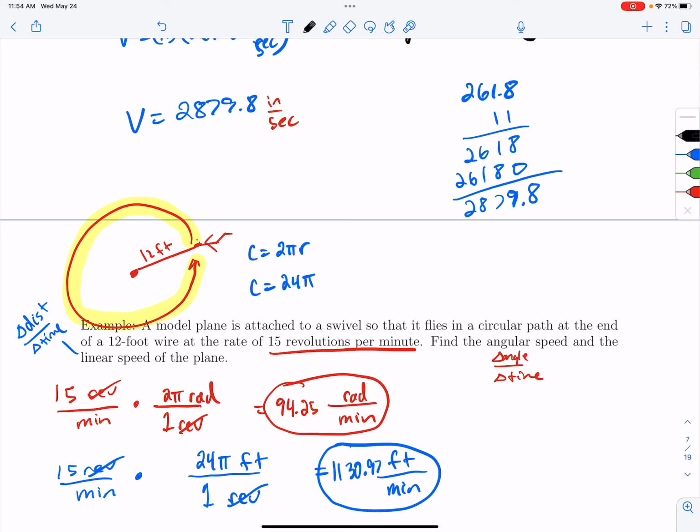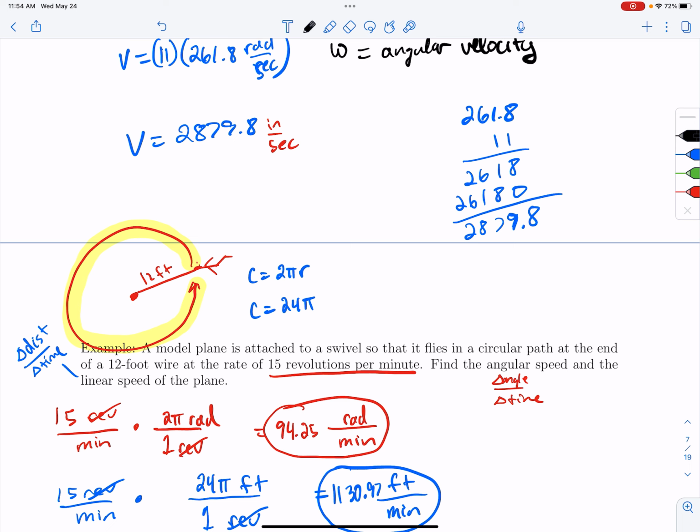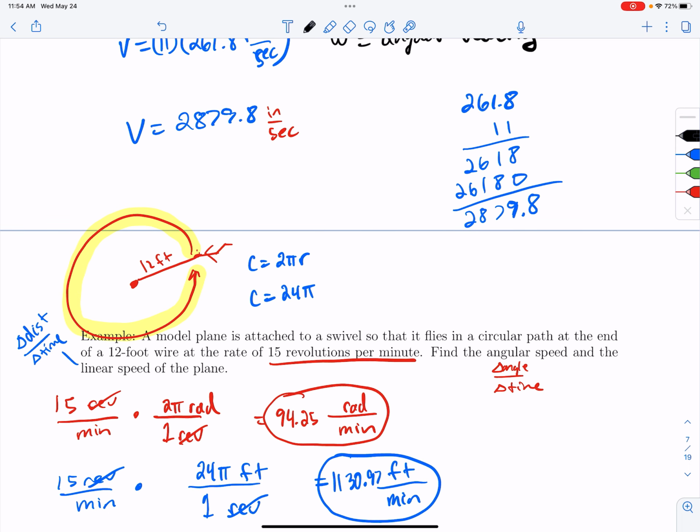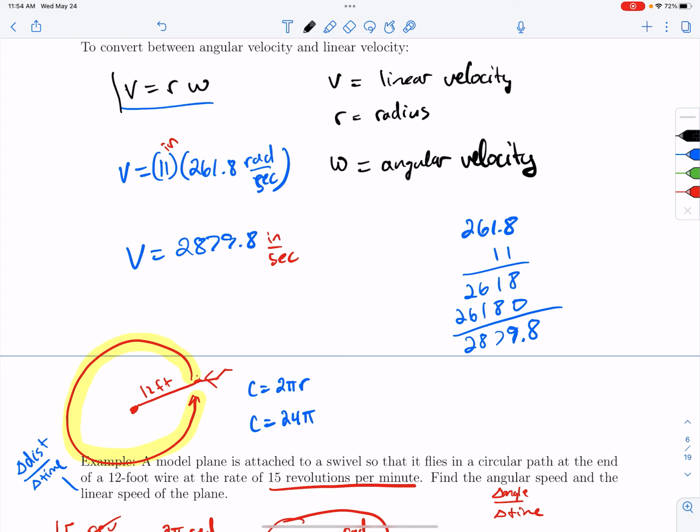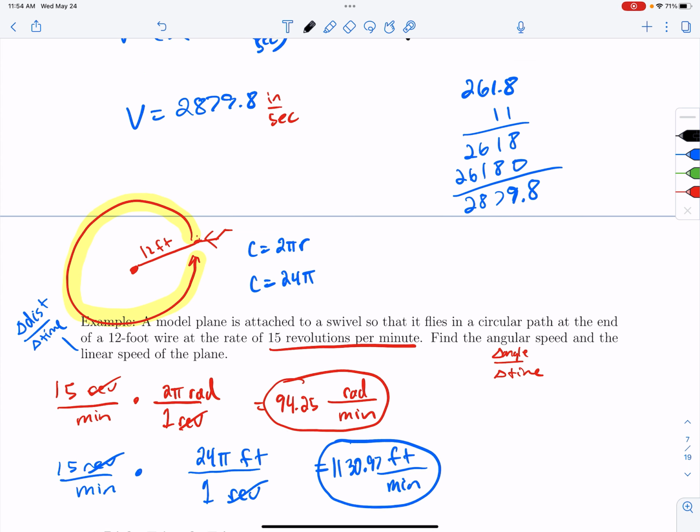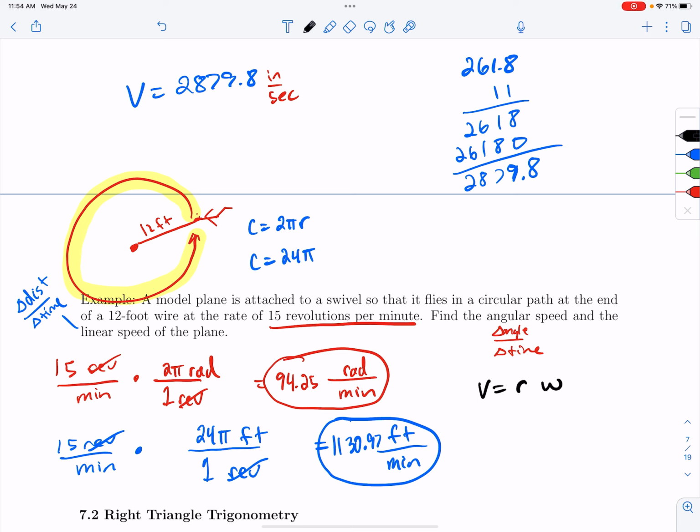Okay, and the last thing to mention here is that we have this equation up here: linear velocity equals radius times angular velocity. This is a way that we can check that our answers are correct. So the linear velocity, 1,130.97, is equal to the radius, which was 12, times the angular velocity we found, 94.25. And if you multiply those out, the left side is equal to the right side. So that checks out. Our angular and our linear velocities seem to be correct.